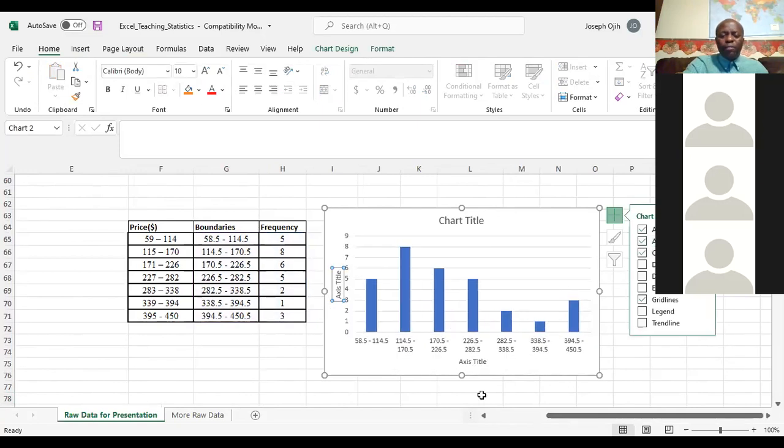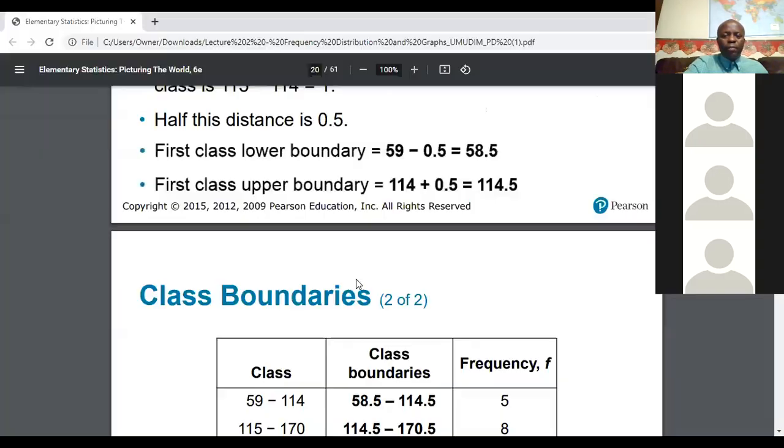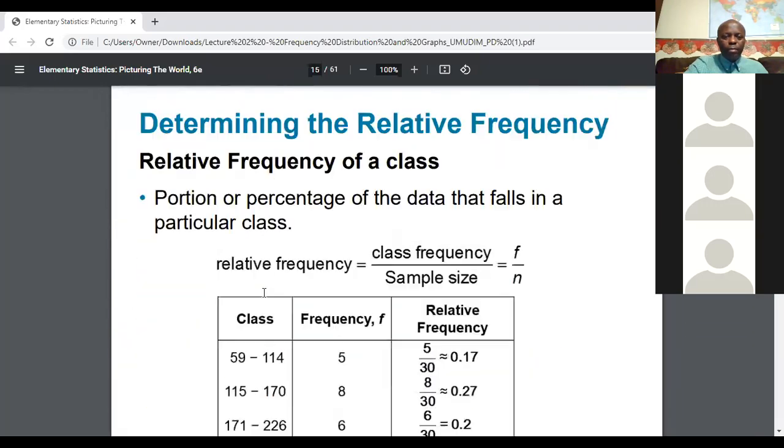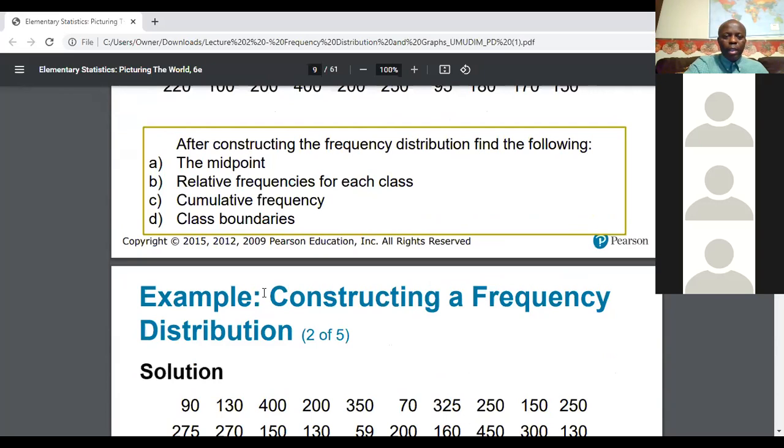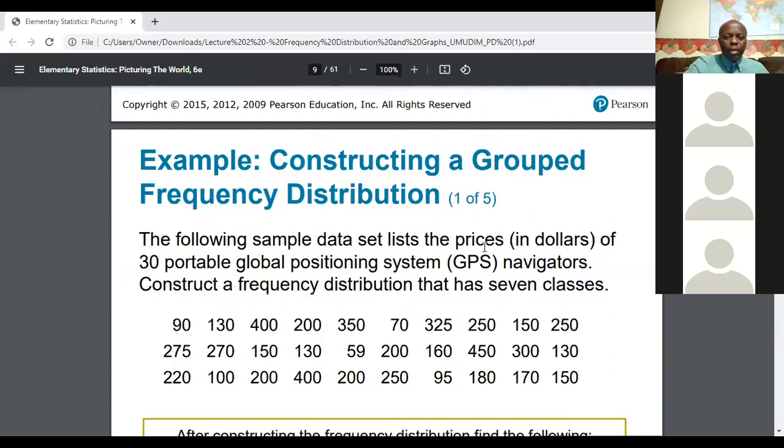Now this thing is for GPS prices, I believe. We're using the same data for GPS prices, right? Let's see. Yep, this is for the following. Okay, the following are the prices of 30 portable GPSs. Okay, so that's what it means. Price. So based on that, we can now see what we can add in Excel or in our histogram.